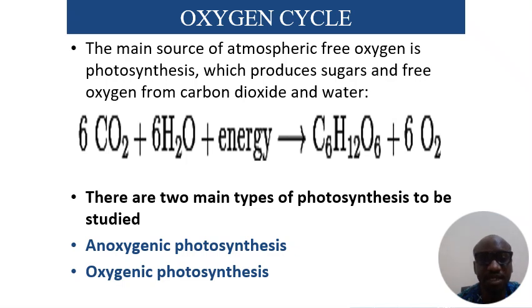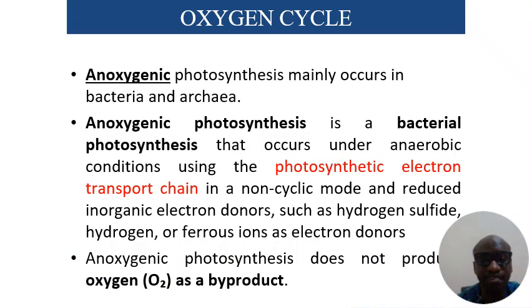The process of photosynthesis takes place in the mesophyll of plants and inside the chloroplast. Anoxygenic photosynthesis occurs mainly in bacteria and archaea. We have different types of archaea and bacteria. We have the purple sulfur bacteria, the green sulfur bacteria, and heliobacteria. And this takes place in anaerobic environments like deep sediment, hot springs, or stagnant water.